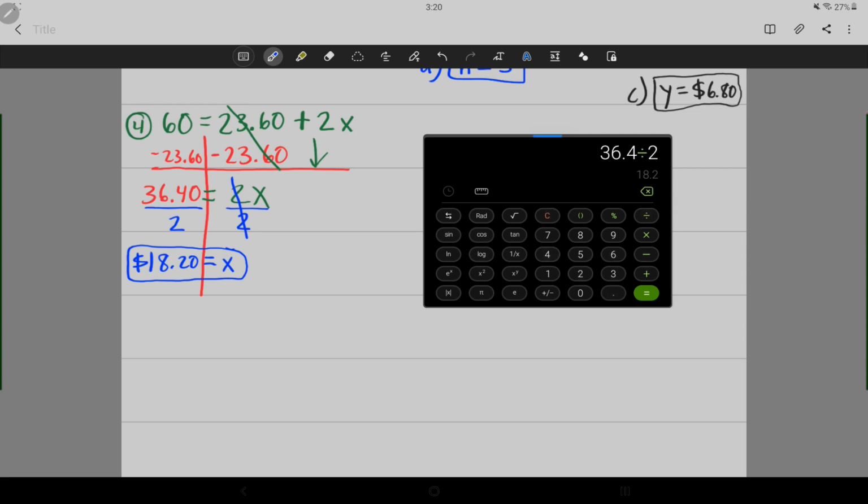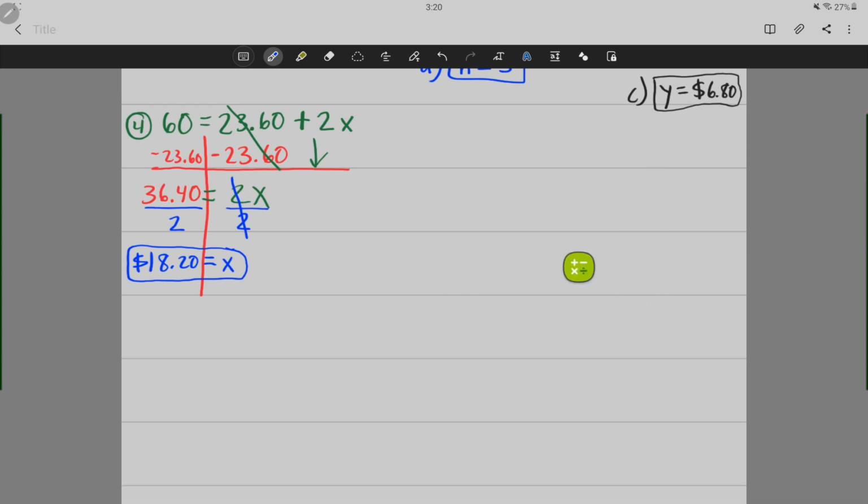36.4 divided by 2, yep, is 18.2, which is $18.20. All right, 2 more to go. Here's number 5. Oh, sorry, and 1820 was choice B. Okay, so number 5 and number 6.